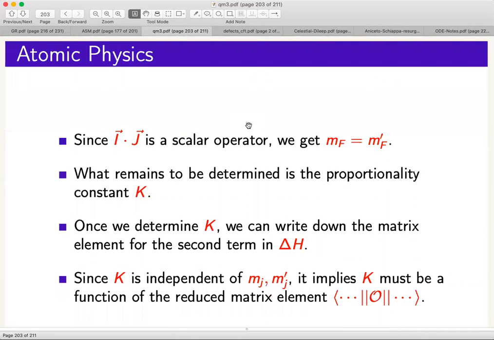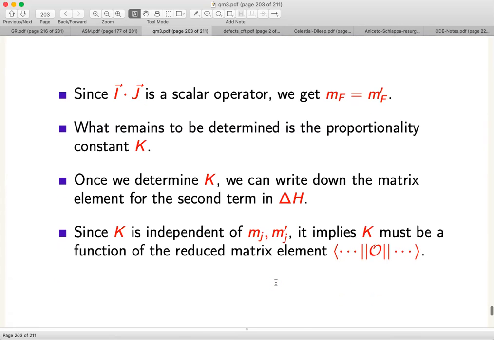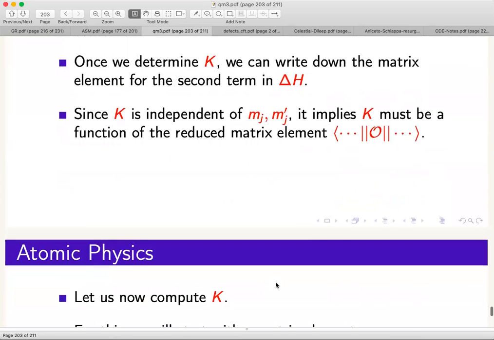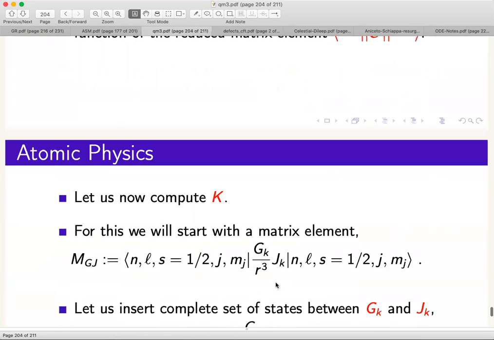Now, as I said some time ago, K is independent of the magnetic quantum number, and therefore it must be a function of the reduced matrix element. So there is some operator sandwiched between these double-barred bra-ket states, and K must be a function only of this and not of these quantities. So the question is, how do we determine it? Okay, so let's do this computation.